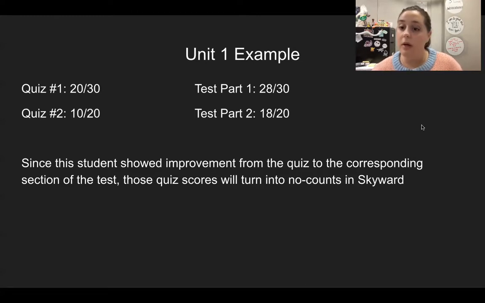Initially, these quiz scores will go into Skyward as a counted grade. So the student maybe is not super pleased with the scores they got. But then they take the test, and although the test is taken on one singular day, it's going to be broken up into 2 parts that match those 2 original quizzes. On test part number 1, they really studied and got a 28 out of 30. Test part number 2, they studied that as well, and they got an 18 out of 20. Since they showed an improvement from the quiz to the corresponding section of the test, those quiz scores will turn into no counts in Skyward. Unless I really want to keep the score, then I can keep it as counted. But I think most of the time they'll want to turn it into a no count.